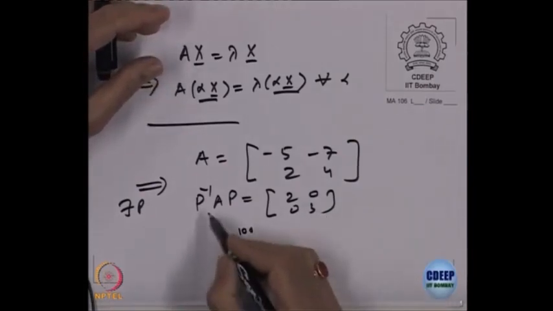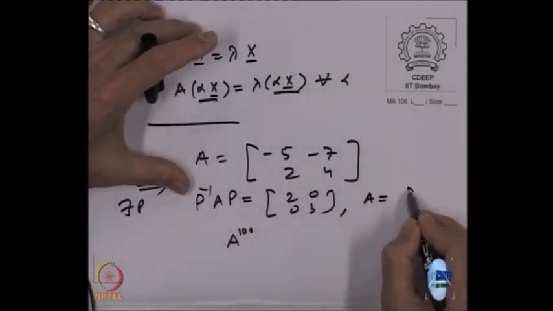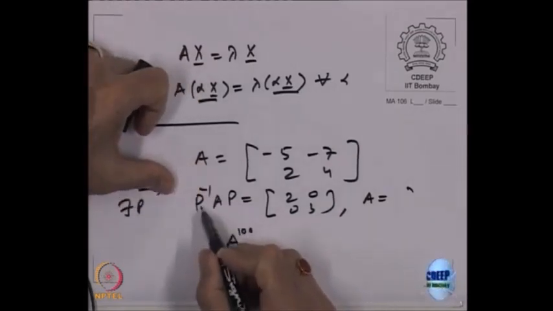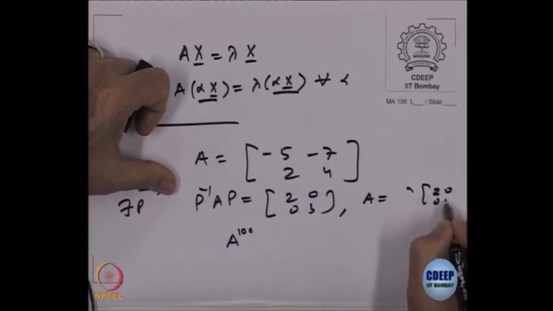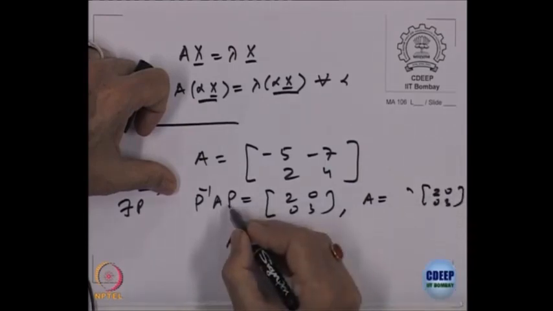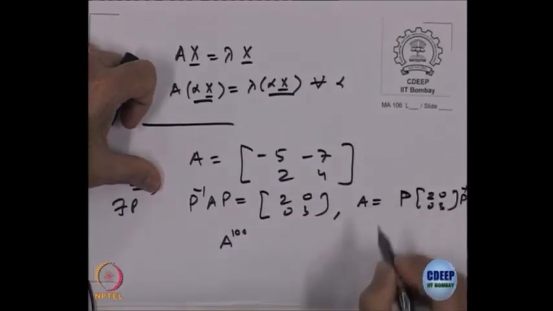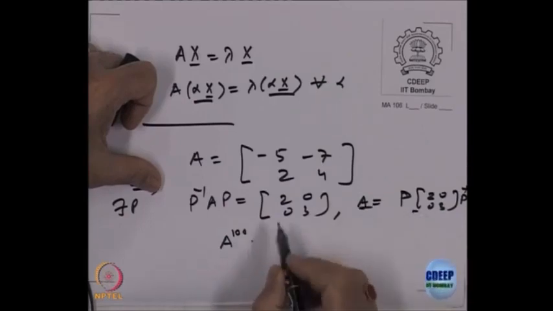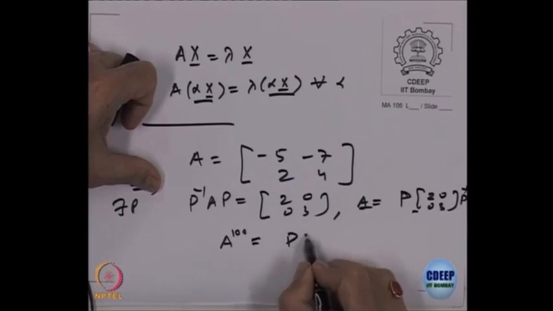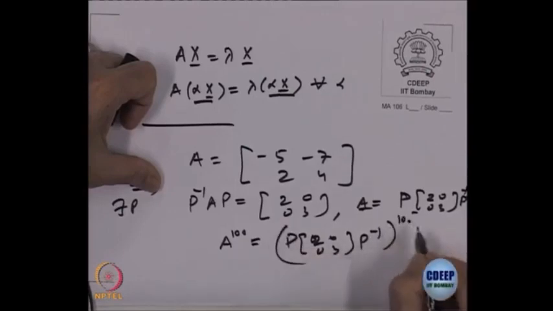So, from here, what is A equal to? I can write A from this equation. A is equal to P times 2, 0, 0, 3, and on the right I multiply by the inverse, so P inverse, and on the left I multiply by P. Is it okay? So, A is equal to this. So, what is A to the power 100? That is P times the matrix 2, 0, 0, 3 times P inverse, whole thing raised to power 100.